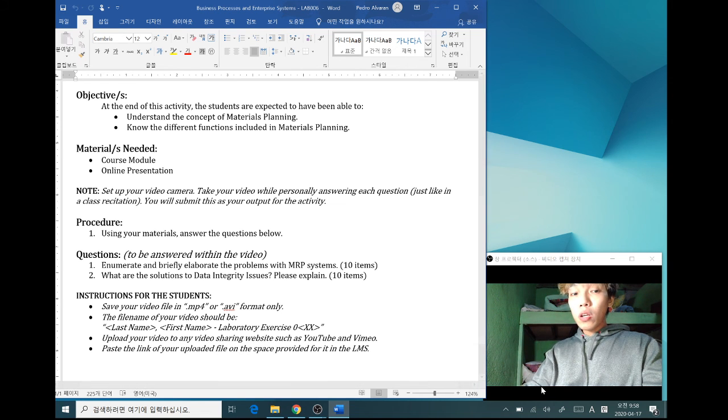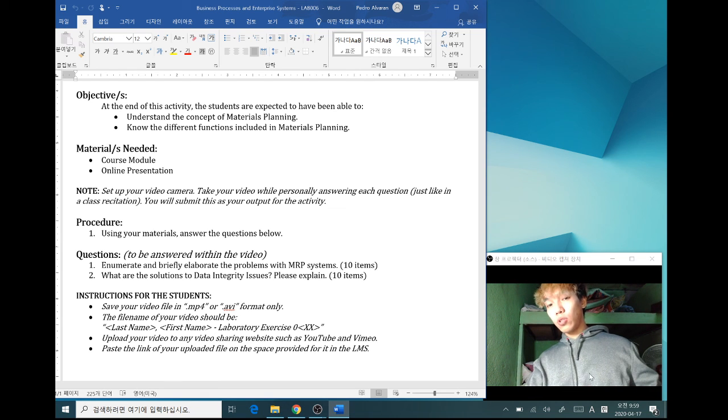Okay, so those are the solutions to data integrity issues.